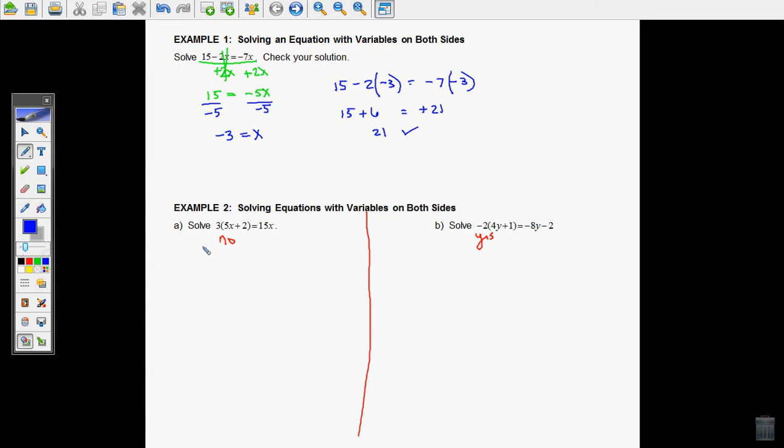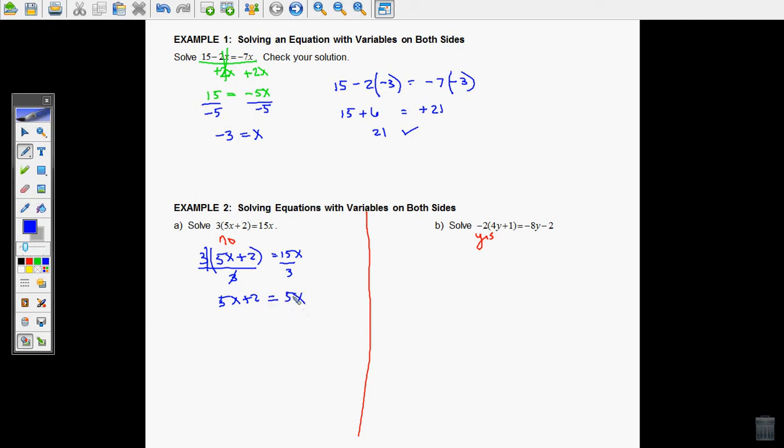In the first one, because I'm not distributing, the first thing I'm going to do is say, this 3 is multiplying everything on this side of the equation. So, in order to undo it, I have to divide. I'm going to divide both sides by 3 first. Let's rewrite 3 times 5x plus 2 equals 15x. Divide by 3, divide by 3 to keep things balanced. What I get is 5x plus 2, because my 3's have gone away, equals 5x.